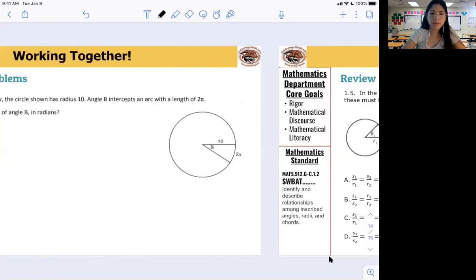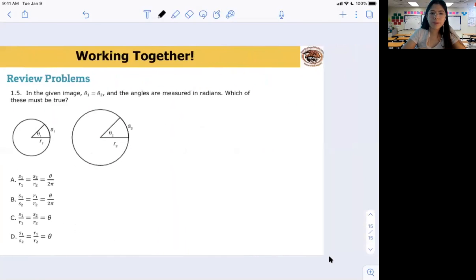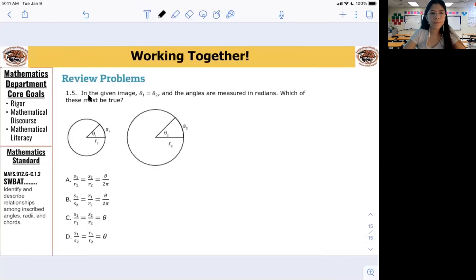Okay, so let me see. We have a little bit of time left. I'd rather do this question. So here's an interesting one. In the given image, theta 1 is equal to theta 2, and the angles are measured in radians. They usually tell you when it's going to be radians and when it's going to be degrees, so we just want to read carefully. And then it says, which of the following must be true?